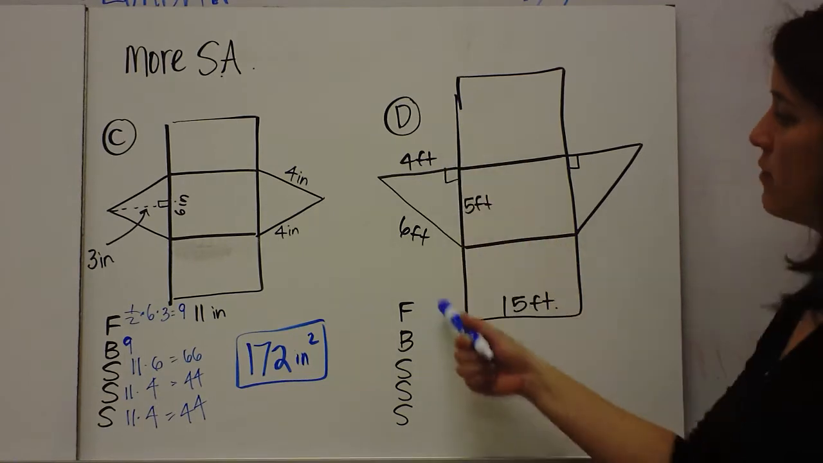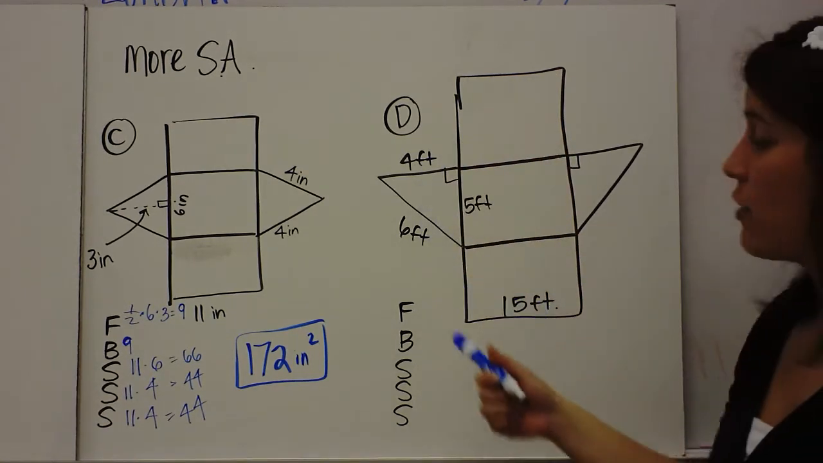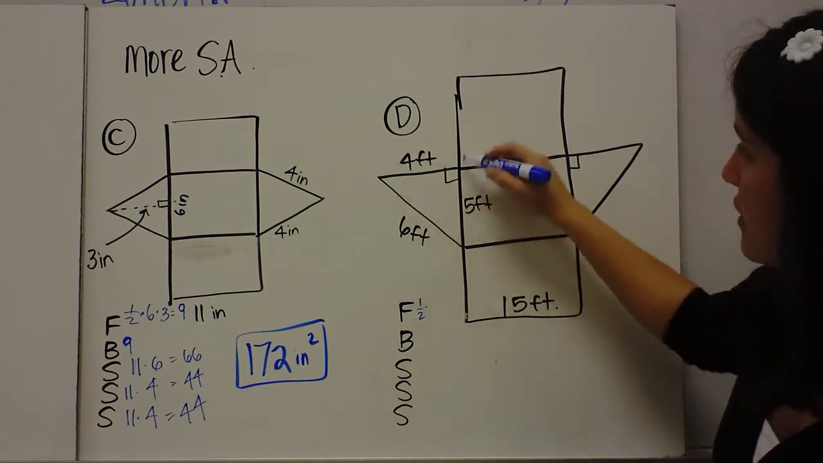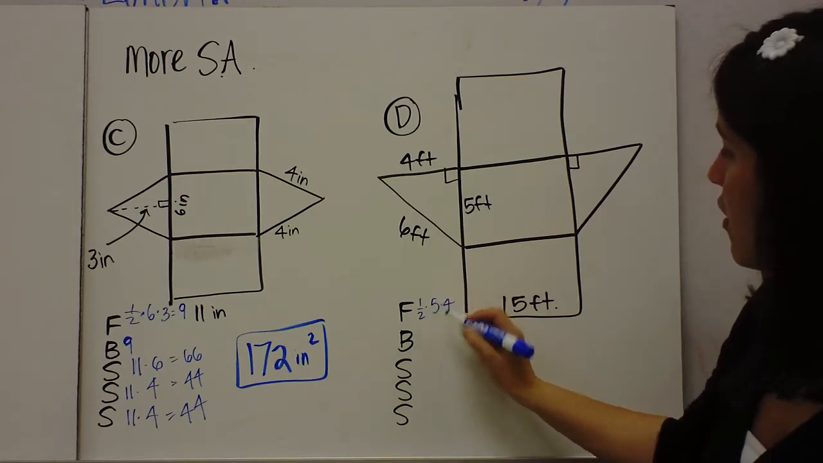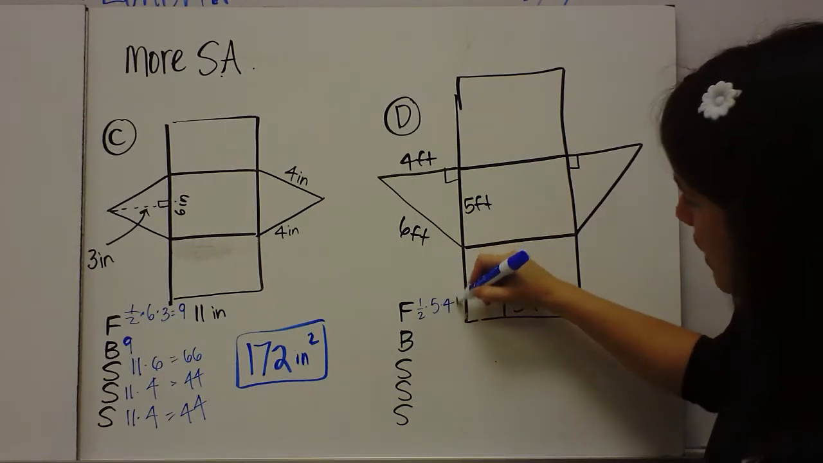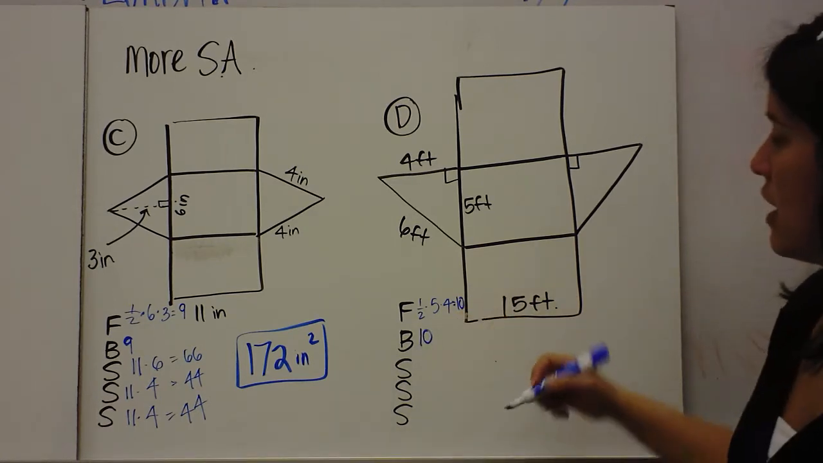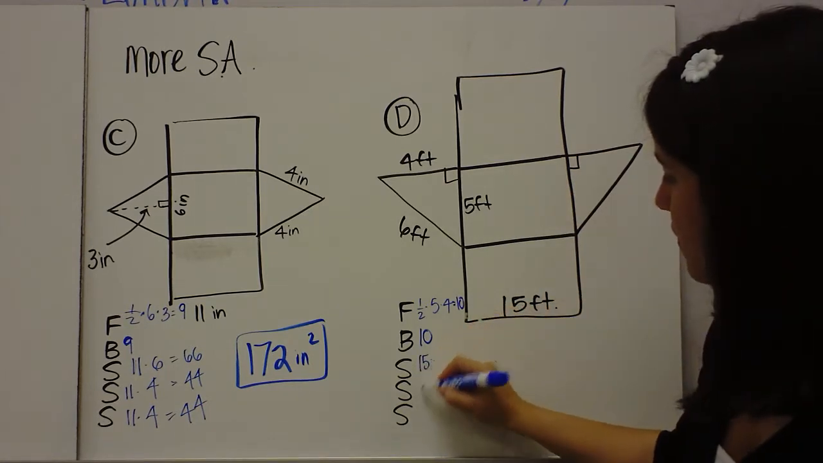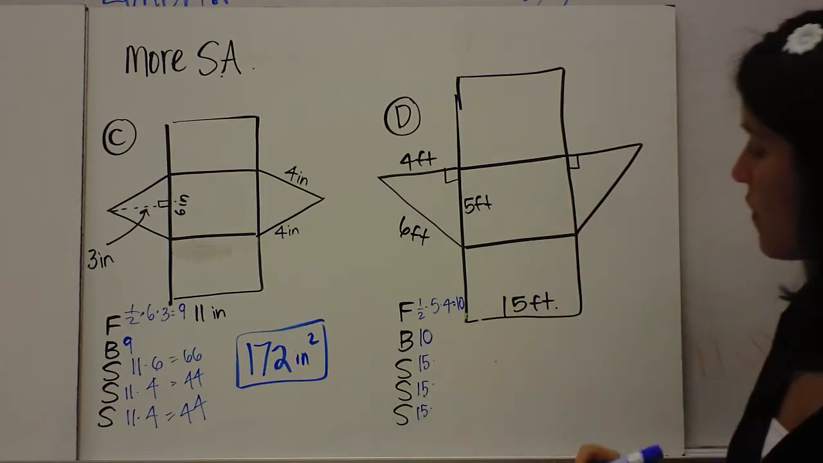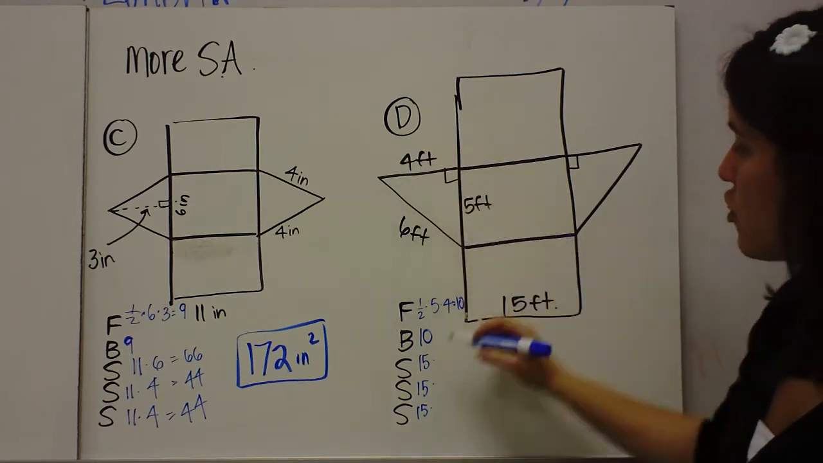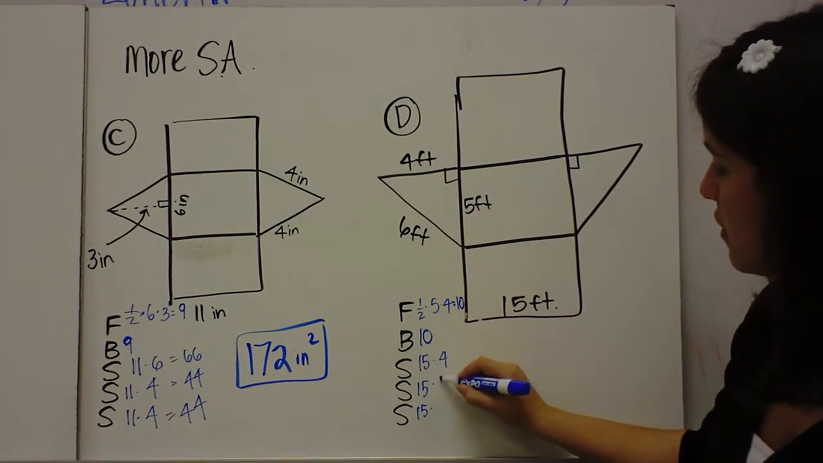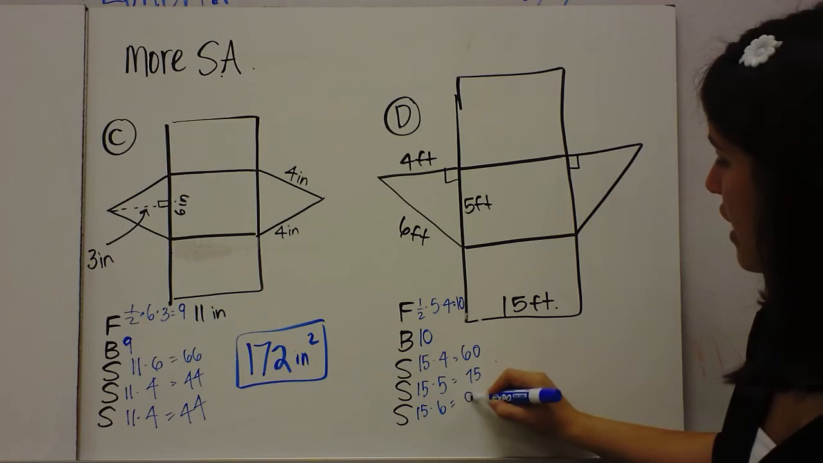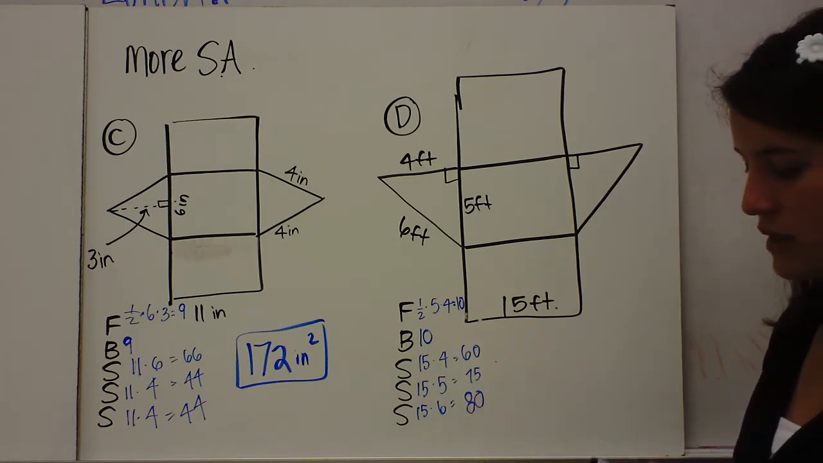Alright, so D, we have another net, and we're going to find the surface area. So the front is 1/2 times the base and height, 5 and 4. And I think we just had that one, so that would be 10, and the back would be 10. All 3 of these sides are going to share 15. And then we have to use the 3 sides from the triangle. So we have a 4, 5, and 6. And that is 60 and 75 and 80. I think 15 times 6.